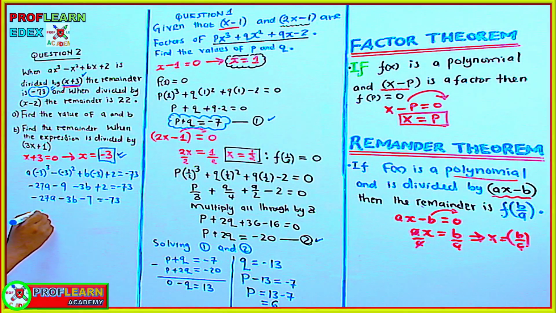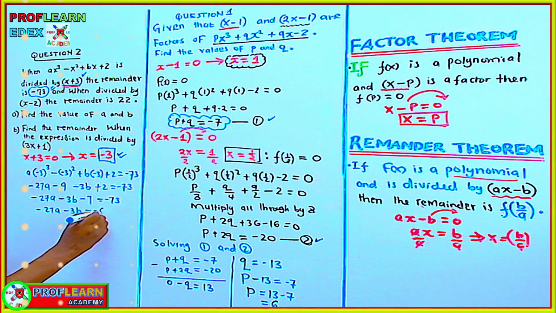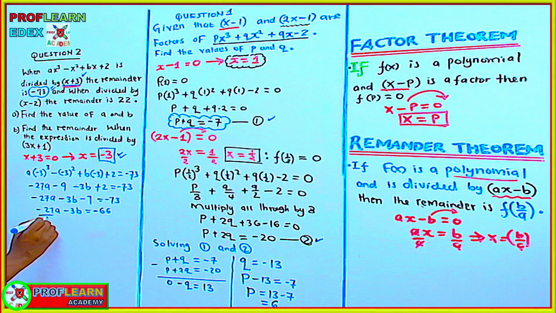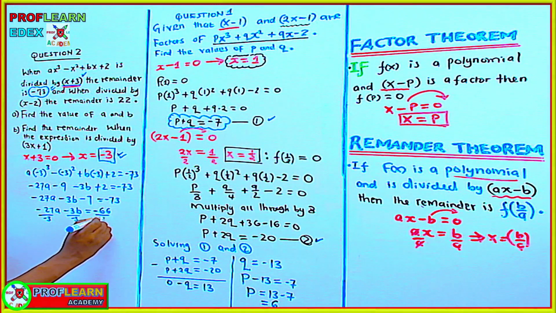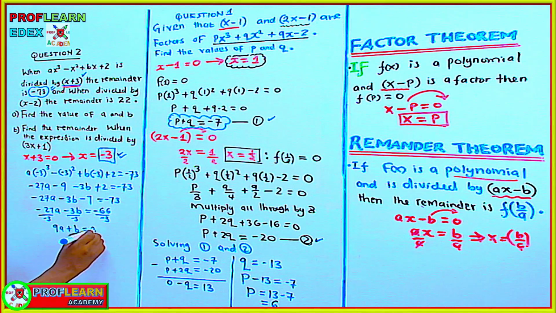We need to take this to the other side. We end up having negative 27a minus 3b is equal to negative 73. Negative 73 plus 7, that will become negative 66. Now, at this point, if we decide to divide by negative 3, we're going to make things cleaner here. We shall have 9a plus b is equal to, what? This is going to be equal to 22, and that we can brand as our equation number 1.